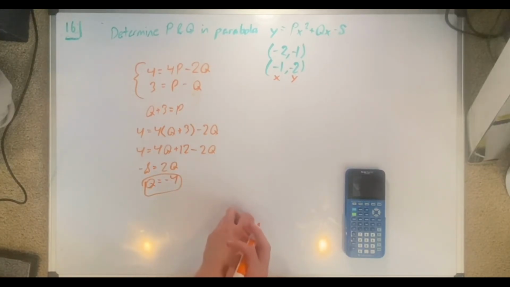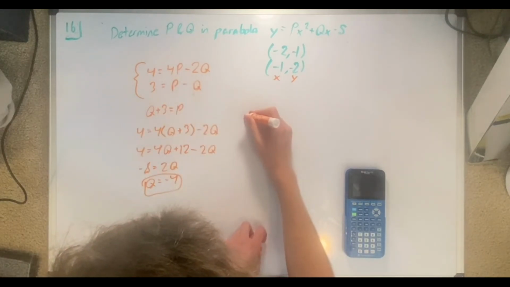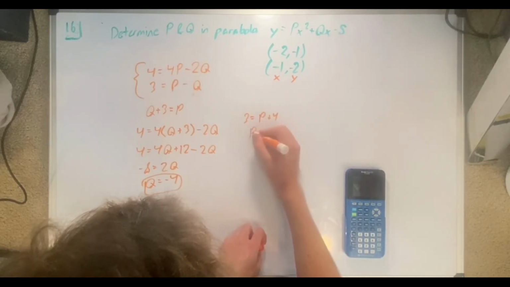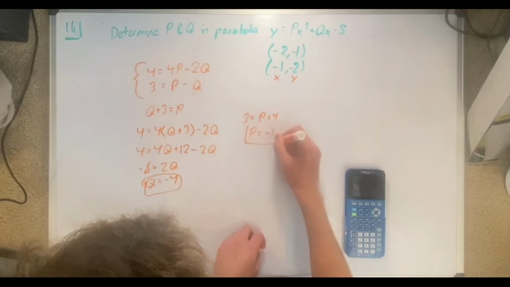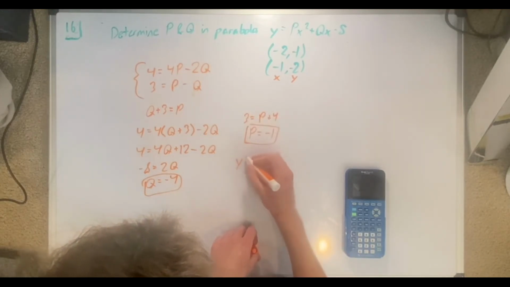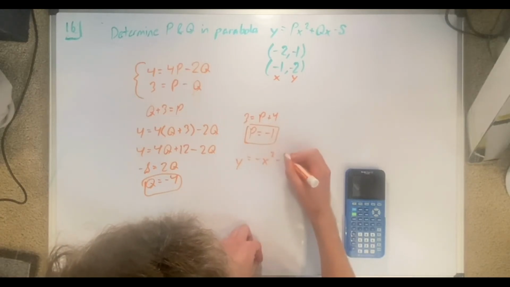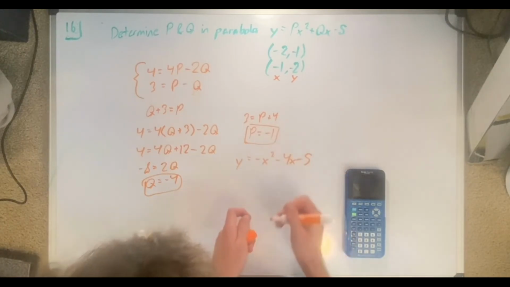And now the other part of our answer would be solving to get p as well. So if q is equal to negative 4, let's plug it into this one. 3 is equal to p plus 4. Subtract that over. p is equal to negative 1. So our full equation is y is equal to negative x squared minus 4x minus 5.